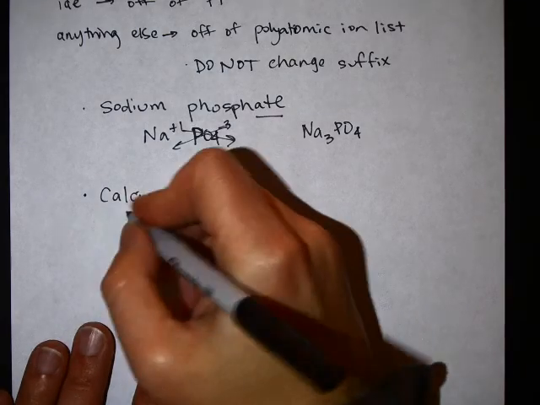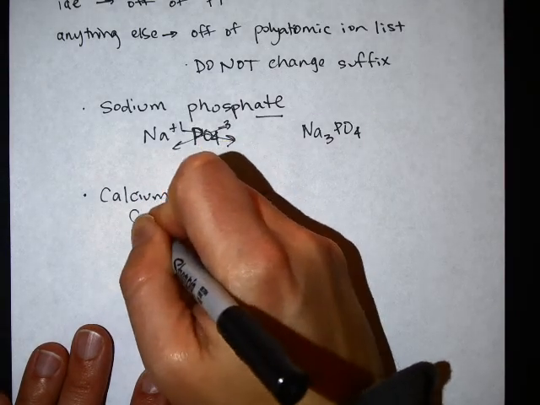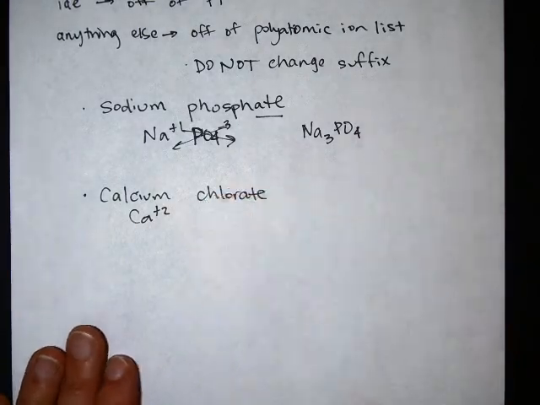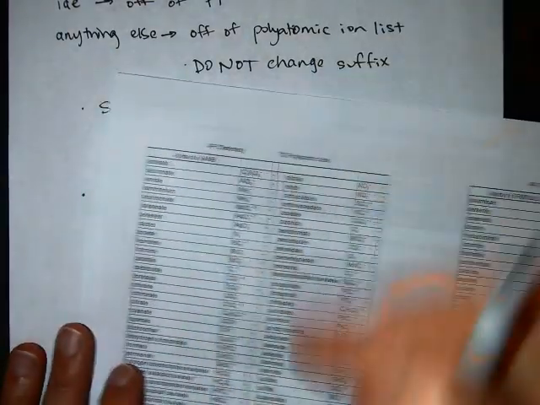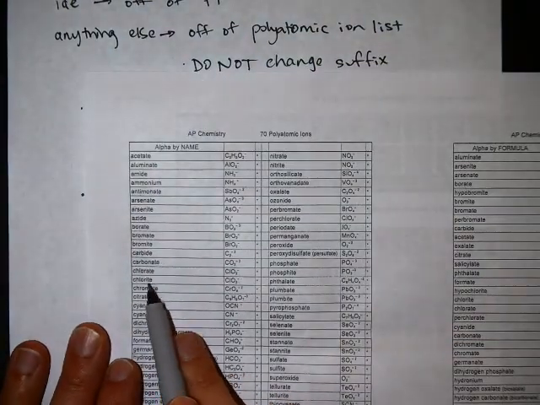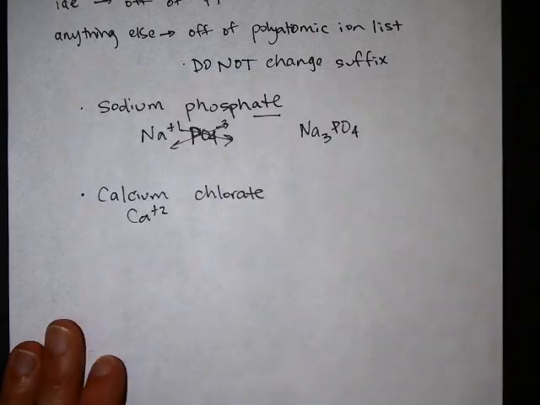So calcium's in the second column. It's +2. Chlorate is ATE, so you're looking here. Chlorate is, I don't know, somewhere. Oh, ClO3, -1 charge.